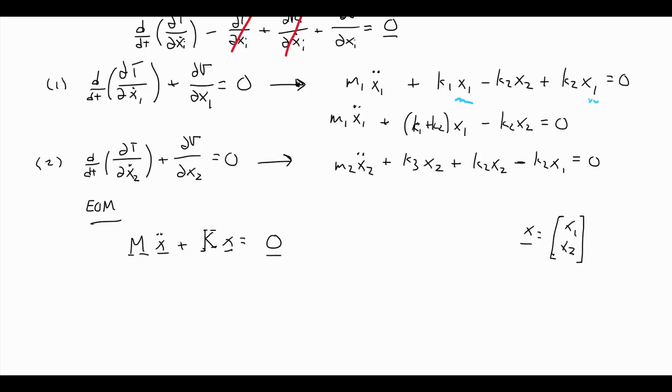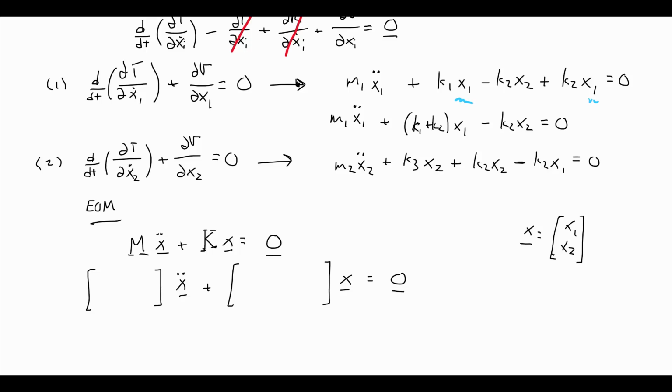All right, so I'm going to take these two equations and just write them as one matrix equation. I know that my M matrix is going to be 2 by 2 because I have 2 degrees of freedom, and that will get multiplied by x double dot, plus K is also going to be 2 by 2, multiplied by x equals 0.